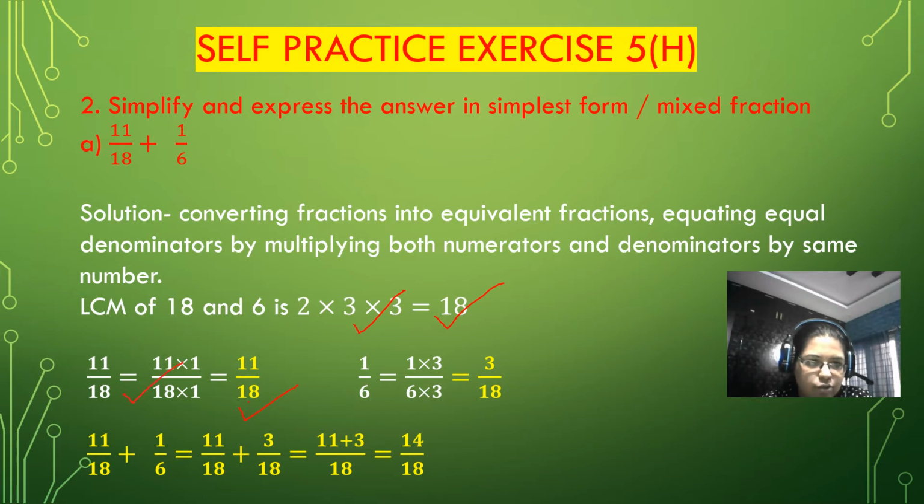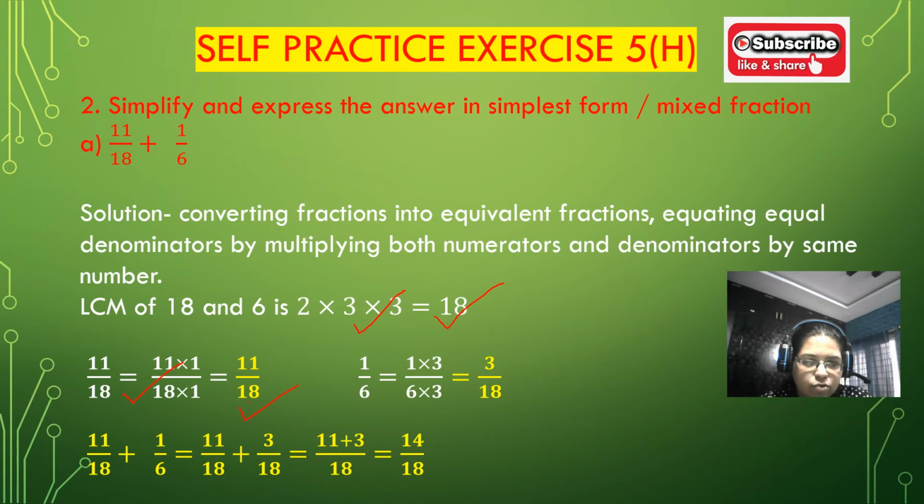Now convert the fraction 1 divided by 6 into an equivalent fraction with denominator equal to the LCM of 18 and 6, which is 18. We know multiply the denominator 6 with 3, we get 18. So we have to multiply the same number 3 with both numerator and denominator of the fraction 1 divided by 6. Multiply the numerator 1 with 3, we get 3, and multiply the denominator 6 with 3, we get 18. So we get 3 divided by 18, which is the equivalent fraction of 1 divided by 6.